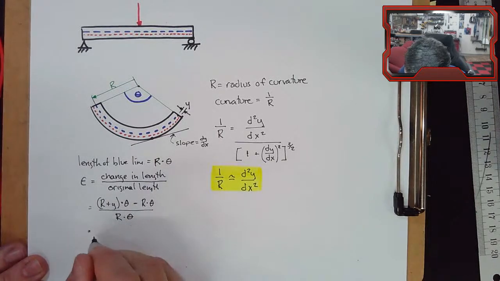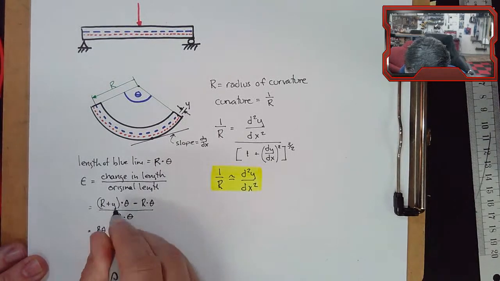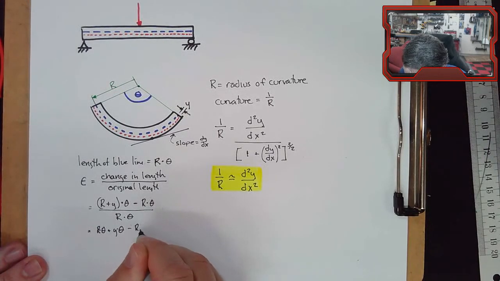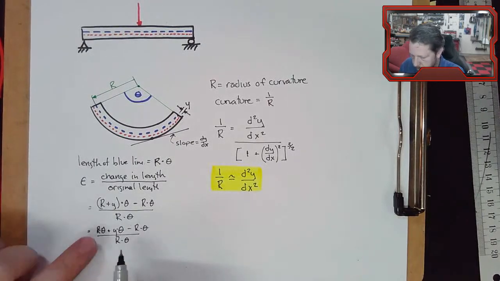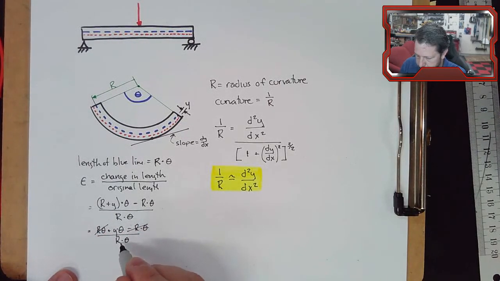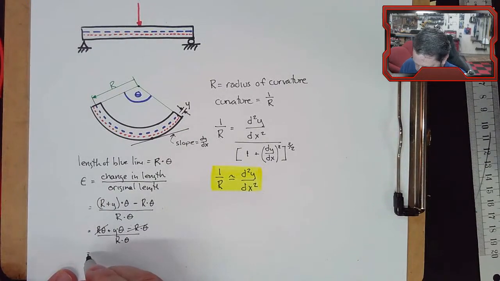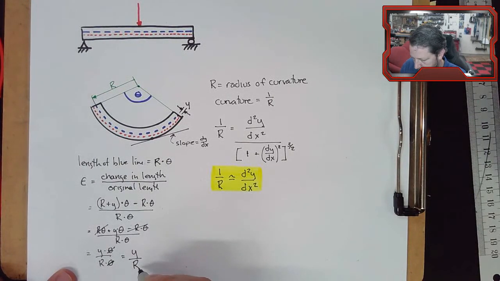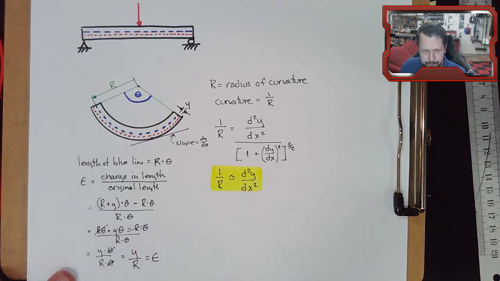So I have r theta plus y theta minus r theta, divided by r theta. So I've got r theta minus r theta, and I've got y theta over r theta. And the thetas cancel out. And I have y over r equals the strain.